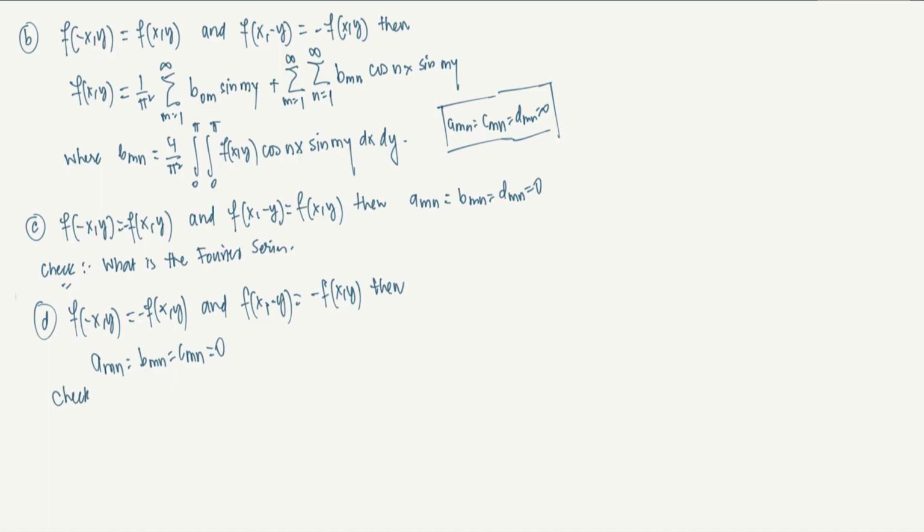You check what the Fourier series is now. Check the Fourier series. I hope this is clear. It is exactly the same sort of thing which we did in the first case. A similar sort of analysis you have to do, and you have to figure it out.